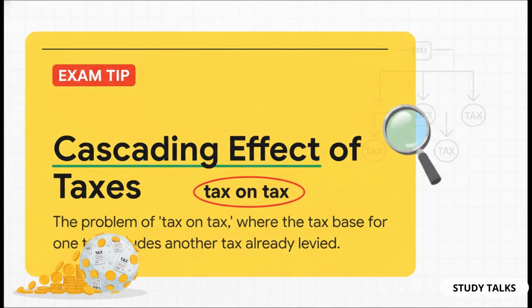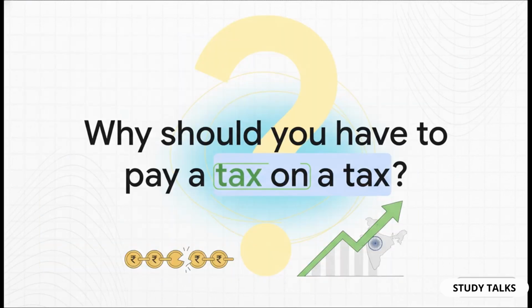Now, this problem has a name, and you've got to know this for your exams. It's called the cascading effect of taxes. It's literally a tax on a tax. In that example, you weren't just paying VAT on the product, you were also paying VAT on the excise duty. And this just created a snowball of taxes rolling down the supply chain, making everything way more expensive for the final customer.